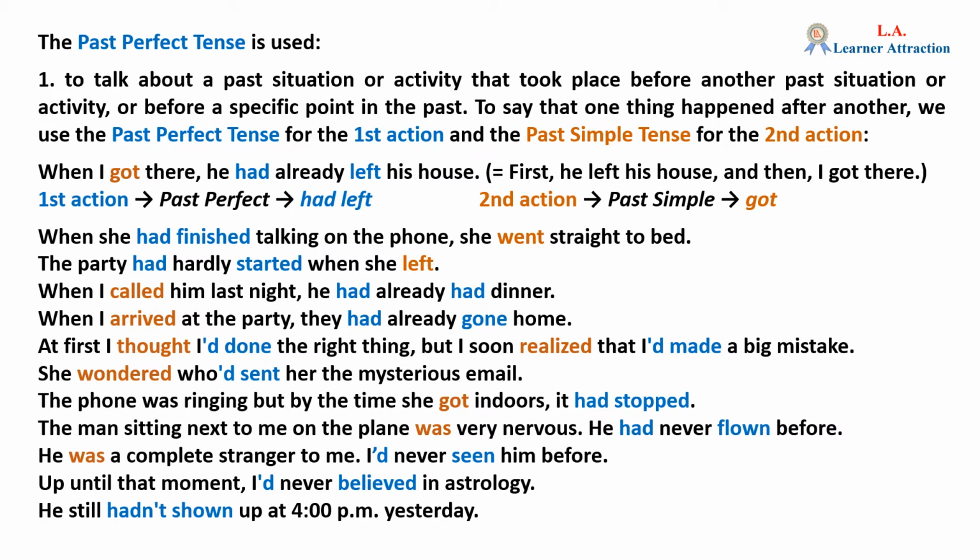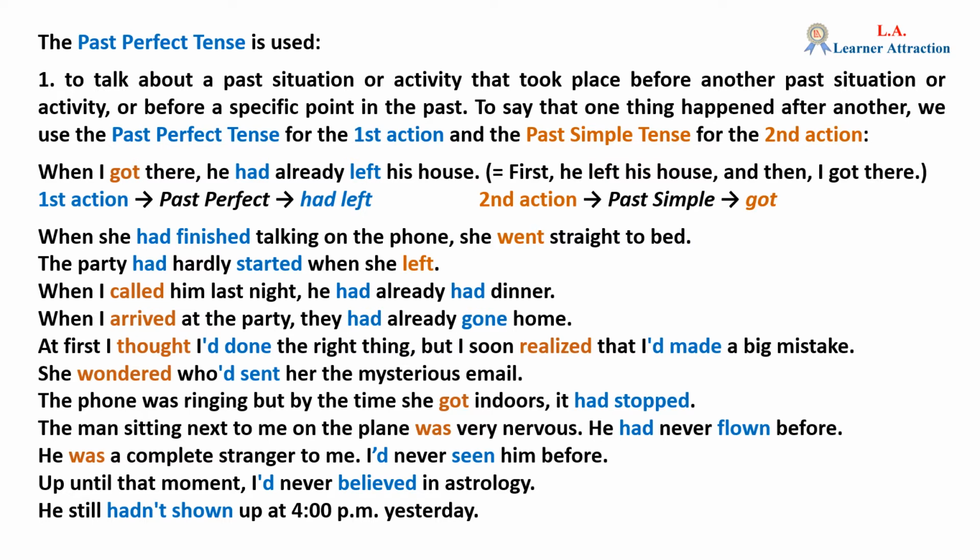First action, past perfect, had left. Second action, past simple, got. When she had finished talking on the phone, she went straight to bed. The party had hardly started when she left. When I called him last night, he had already had dinner. When I arrived at the party, they had already gone home.